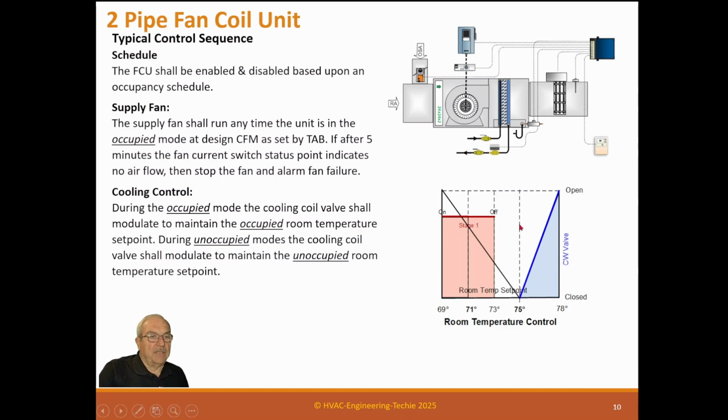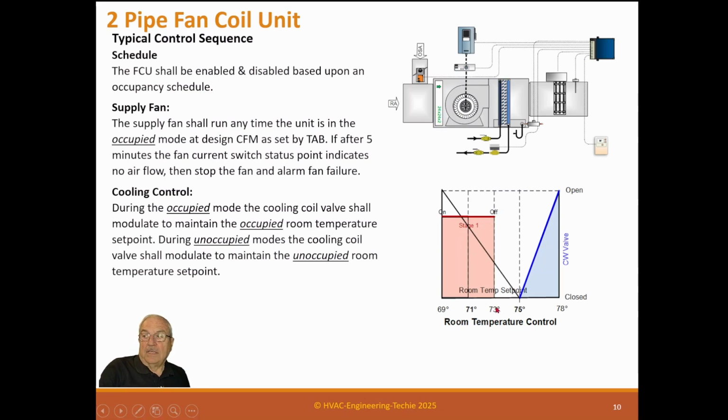And here's an operation diagram. We have a 75-degree set point in the room. As it gets warmer, this cooling valve begins to open until it gets to 78 degrees, which is maximum open, so that's our maximum cooling. On our heat strip, we have a one-stage heat strip. If the temperature falls to 69 degrees, the heat strip comes on, and it stays on until it gets to 73 degrees.